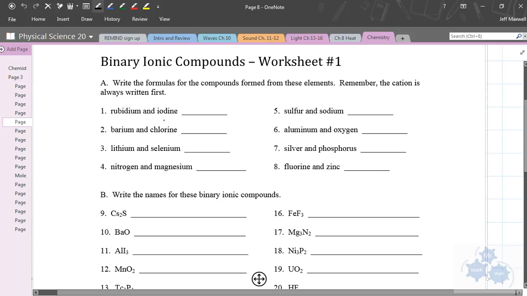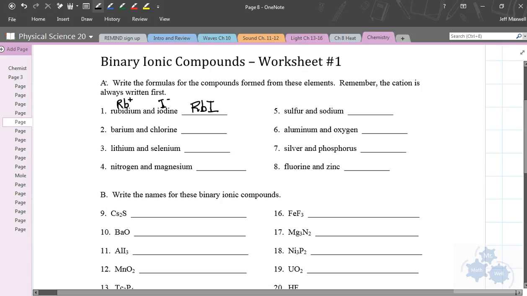So rubidium and iodine. Now, what I would suggest you do is, on top or underneath or somewhere, write the actual ion names first. So rubidium. Rubidium is what charge? Yes, +1. So Rb+. And iodine is what? I-, right? And so if you look at those, it's a 1+ and a 1-. Guess what? The formula is going to be RbI. Done.